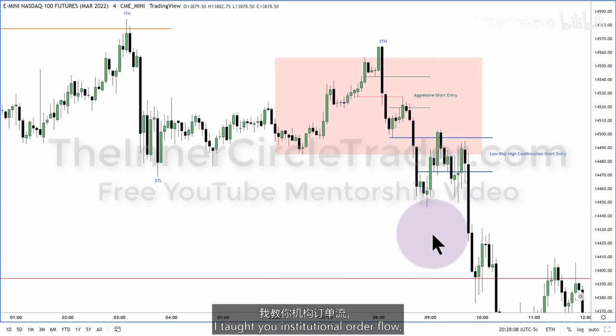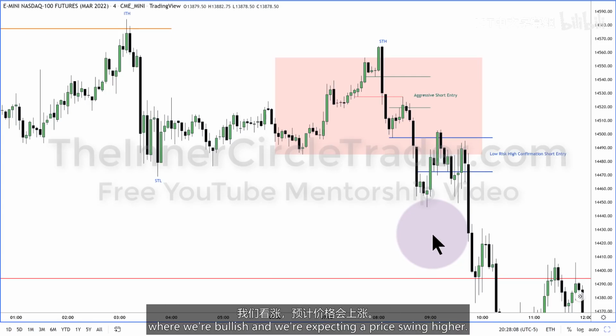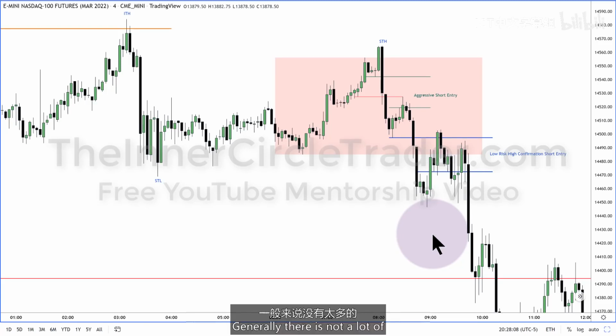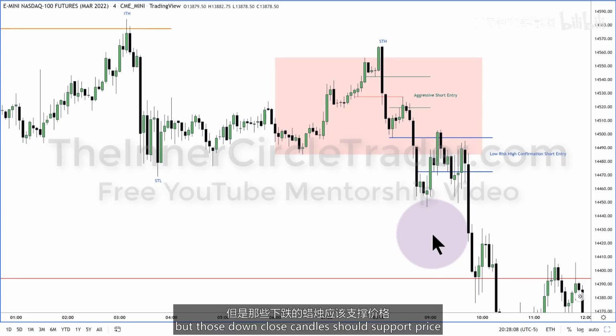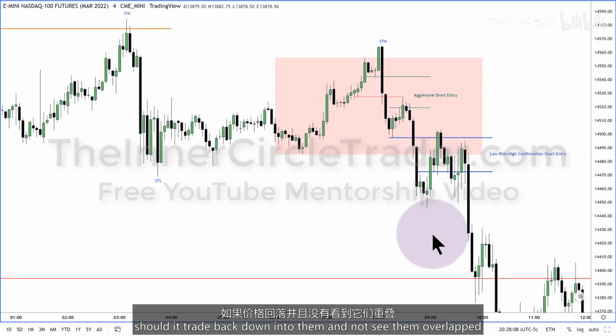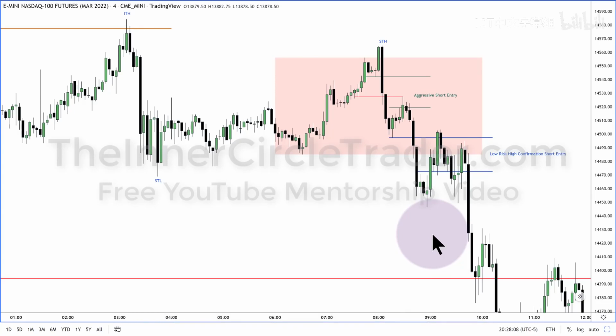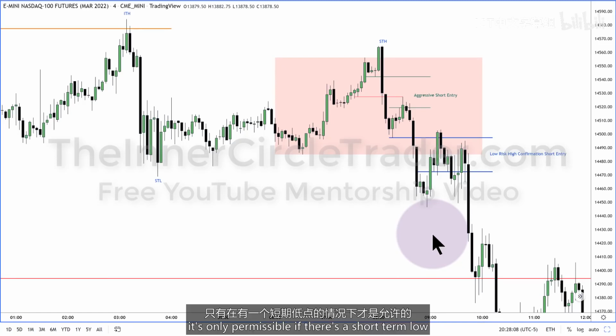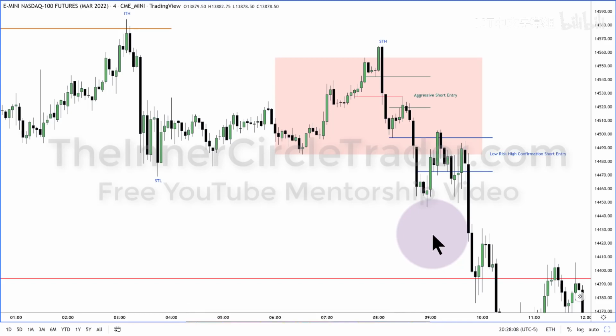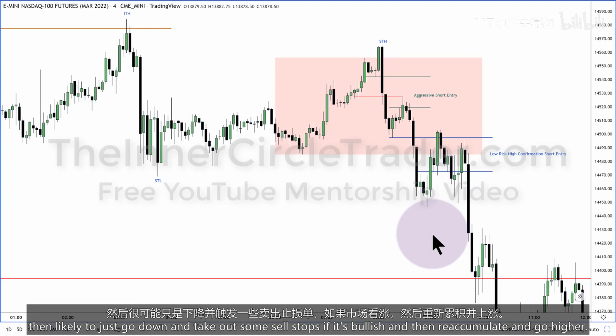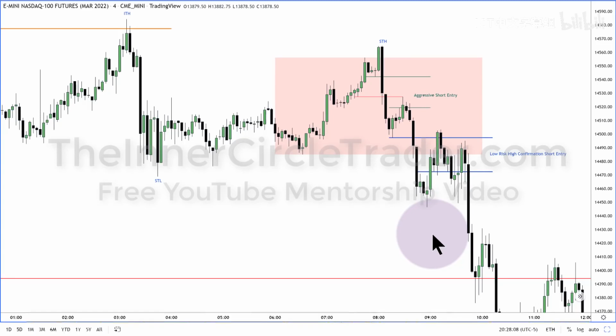I taught you institutional order flow, which, again, I've already mentioned in the previous lessons, where we're bullish and we're expecting a price swing higher. Generally, there are not a lot of down closed candles in that price swing higher. But those down closed candles should support price should it trade back down into them and not see them overlapped, in other words, going down below it. If it does, it's only permissible if there's a short-term low in close proximity to it, and it's then likely to just go down and take out some sell stops if it's bullish and then reaccumulate and go higher.